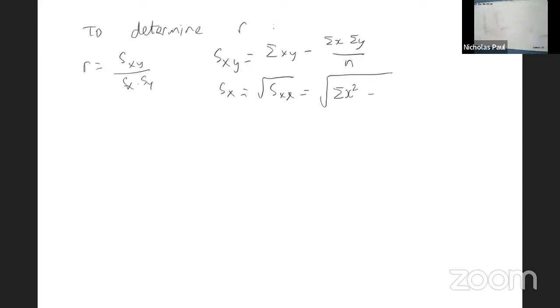All right, so let me tell you what SXY is. These are some of the formulas that we need to be able to use.